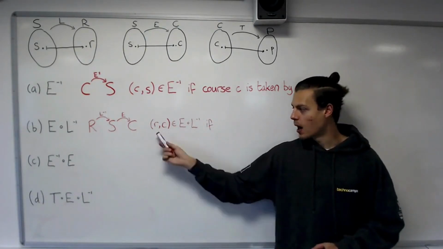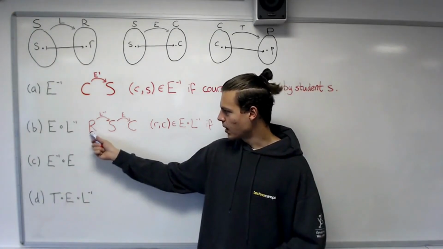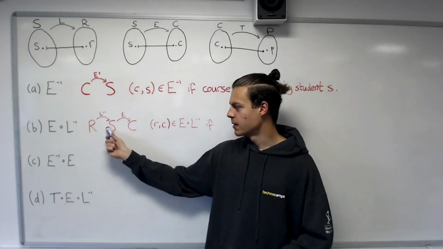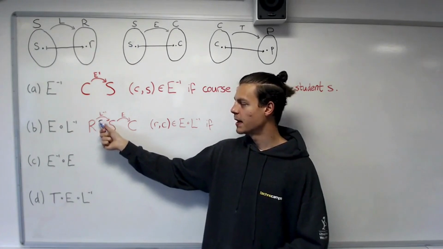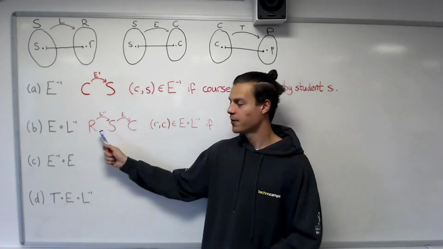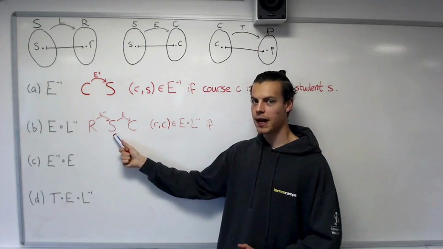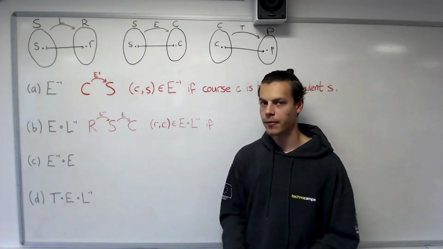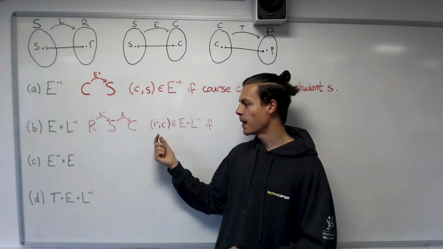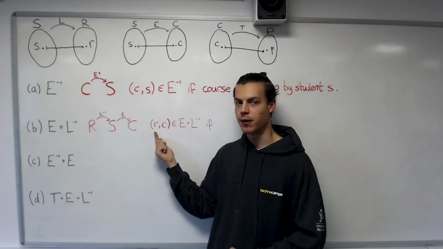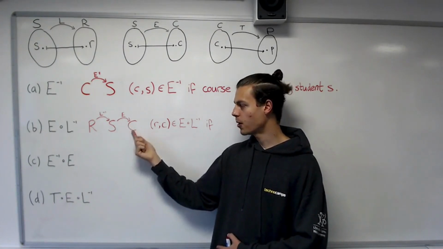Now when is the pair RC in this relation? Well, we'll see that R is related to an element S if student S lives in room R. And this element S is related to C if student S is enrolled on course C. So these two elements, R and C, are related if R is lived in by a student S who is enrolled on the course C.